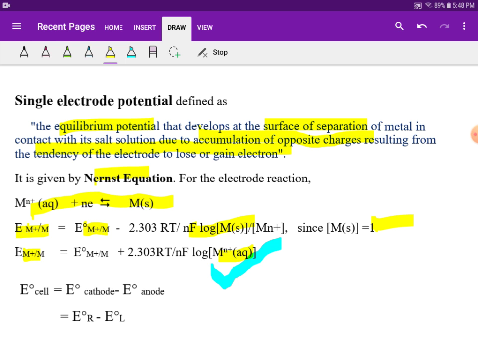Therefore, the EMF of the cell, E cell, is equal to E cathode minus E anode. If it is in the standard state, it is written as E0 cell is equal to E0 cathode minus E0 anode, that is equal to E0 right minus E0 left, or generally E right minus E left.